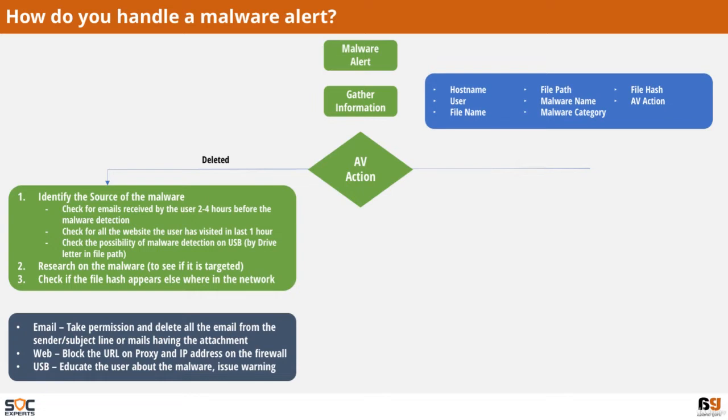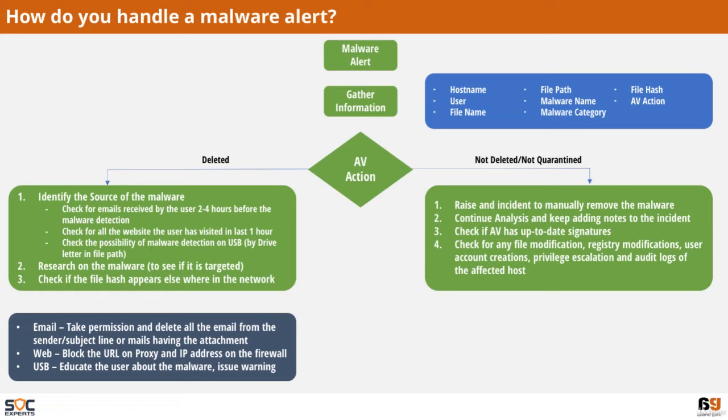Now going back to the antivirus action, if the malware was not deleted, that is unhandled, not deleted or not quarantined, then the very first thing that we do is raise an incident to manually remove the malware. Further, we continue the analysis and keep adding notes to the incident. Because it was not deleted, there is a sense of urgency. The priority is high, depending on the machine infected. If it is a server, obviously it is P1, priority 1. If it is a user machine, it will be priority 2.